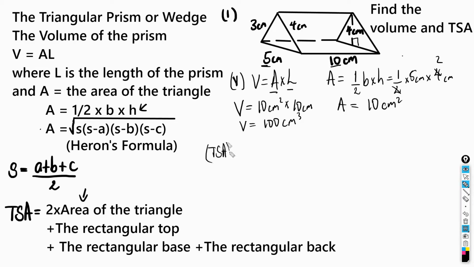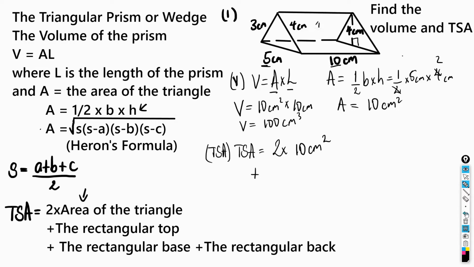Okay, guys? So the total surface area is equal to 2 times the area of the triangle, and we already found the area of the triangle. It's 10 centimeters squared, plus the rectangular top, okay? And the rectangular top is this face here. And if we can see properly, this rectangular top here is what we want. Cool? We want that area right here. So let's find it, okay?